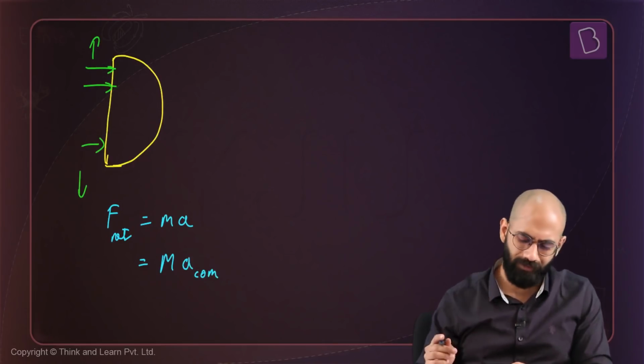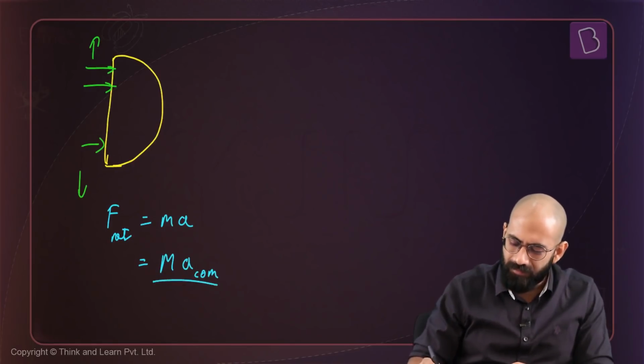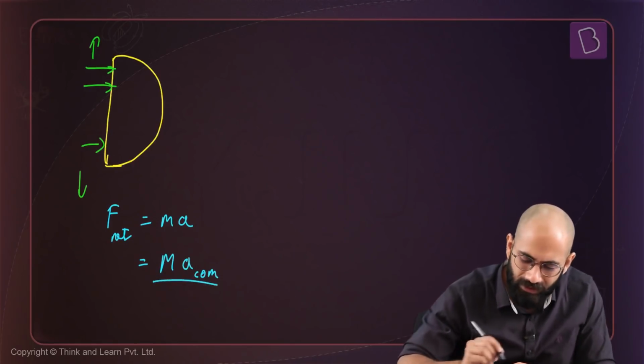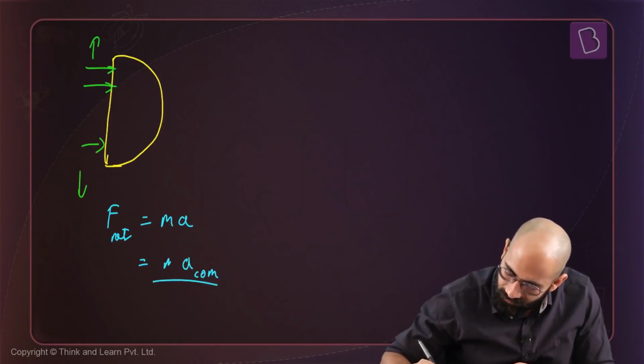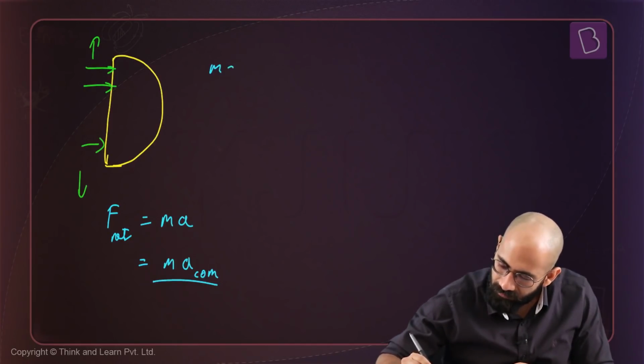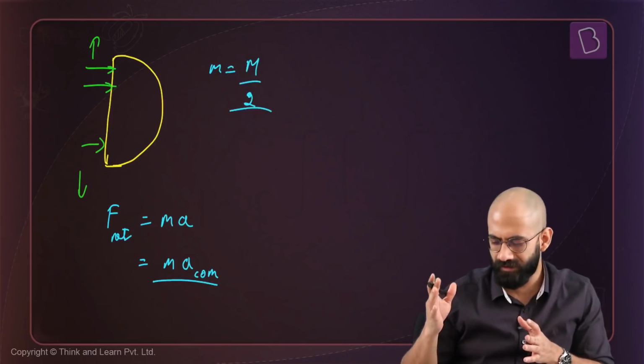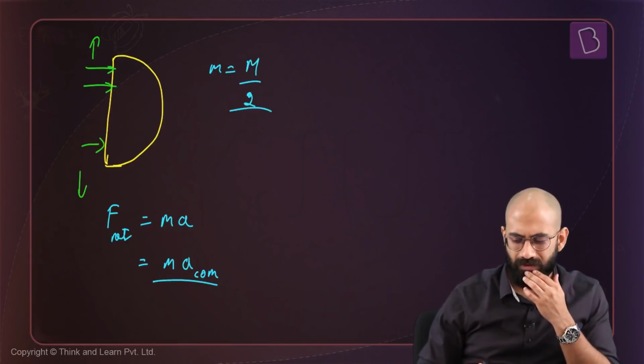Okay, so now we're getting somewhere. Now we have some idea. Now what will this M be? M is already given to us. So let's not confuse, let's say this is small m only. But small m will be equal to capital M by 2, correct? Because it's half the disk. Okay, that's fine. So that we know.